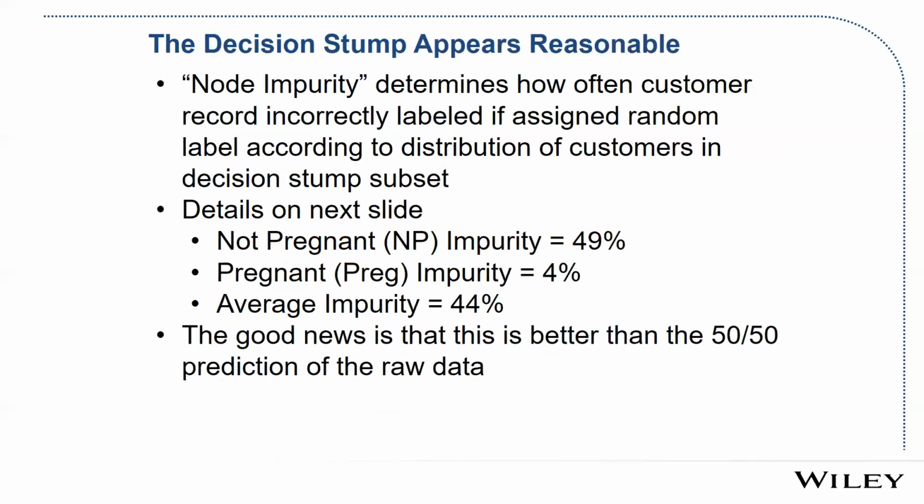So again, this whole node impurity is going to determine how often the customer record is incorrectly labeled based on that. So we'll look and we'll see that not pregnant impurity is 49%. And we're going to work through all this math in the next slide. And then a pregnant impurity is 4%. And the overall impurity is 44%.